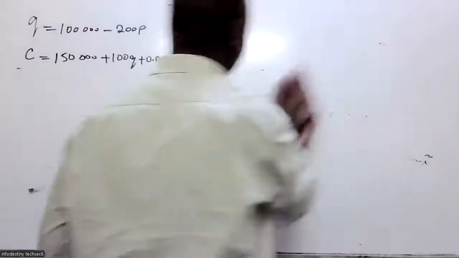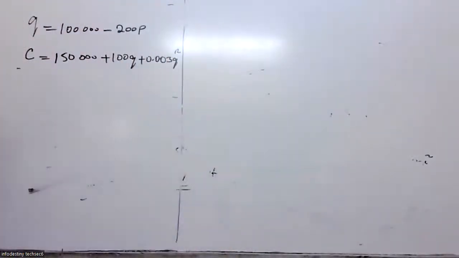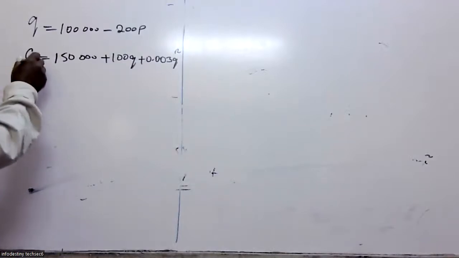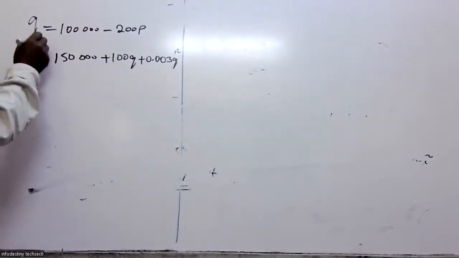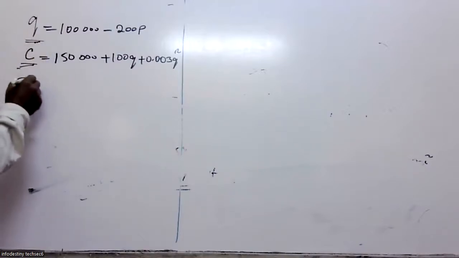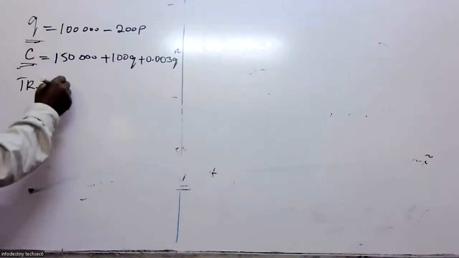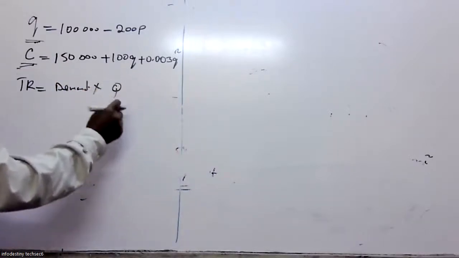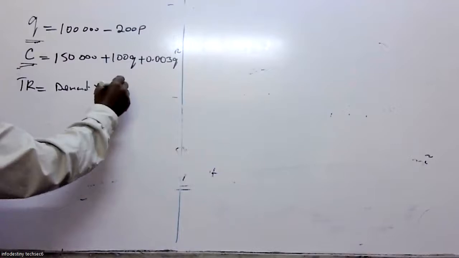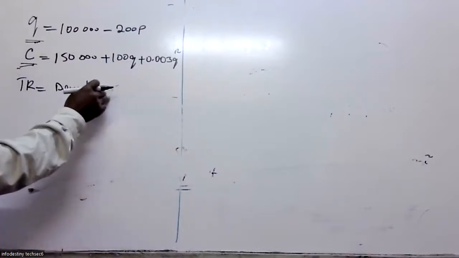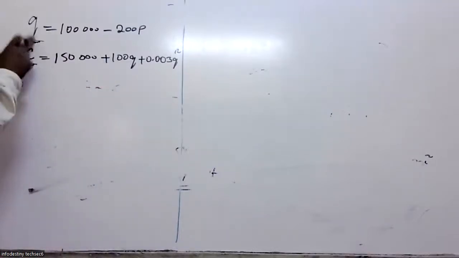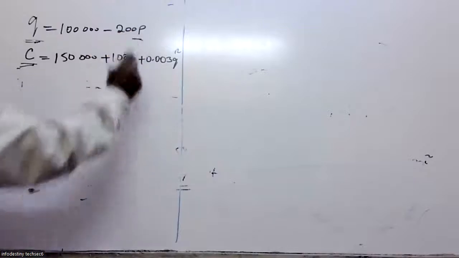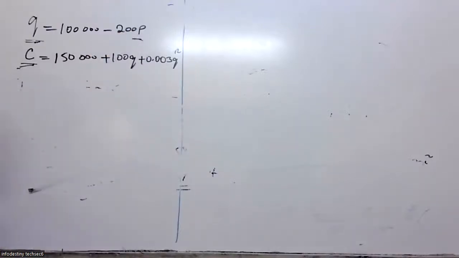Now, what we are going to do in this case, we have the data. So already we have the total cost, which is this one. If this is the total cost, and you are given the demand, we can get the total revenue by saying the total revenue will be equal to the demand times the quantity. But before we do that, this is the demand, so we want to get the price. How do we get the price per unit?